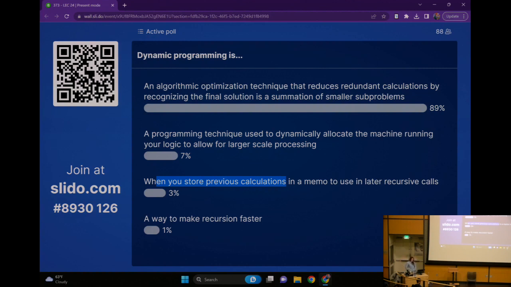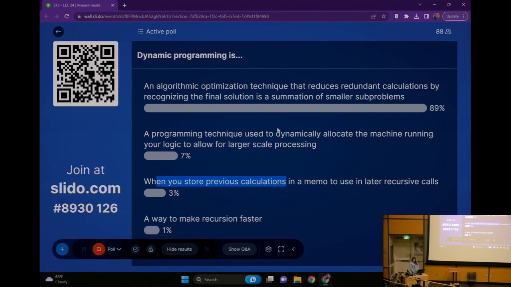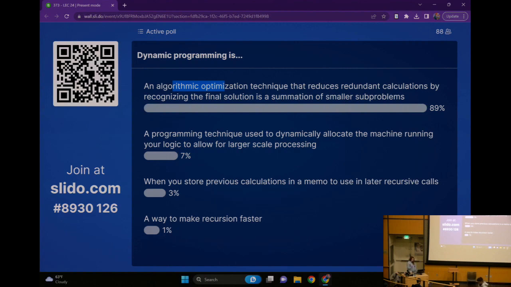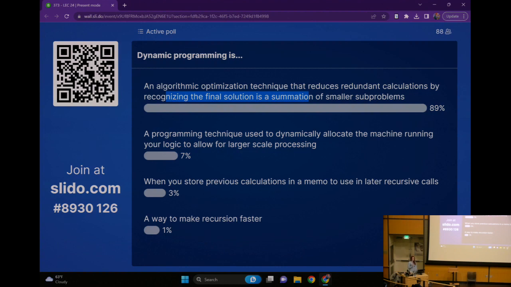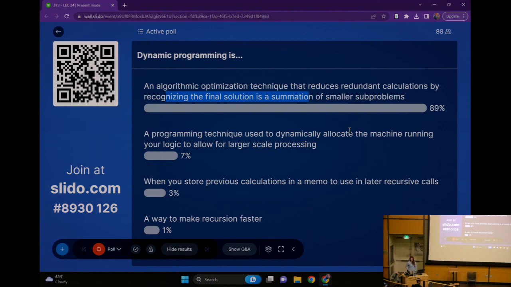And that leaves us with this top one being the most correct. It is definitely an algorithmic optimization technique. That's probably the most accurate statement. And it is very key to recognizing that the final solution is a summation of smaller subproblems. Those are probably the 2 most important parts of that sentence. Questions about that? Okay, cool. All right, that's all I'm going to say on dynamic programming.